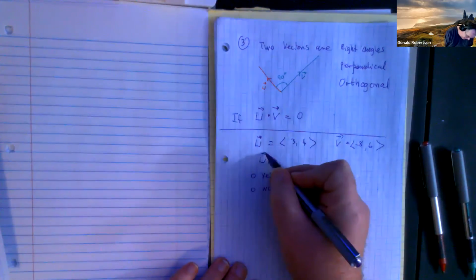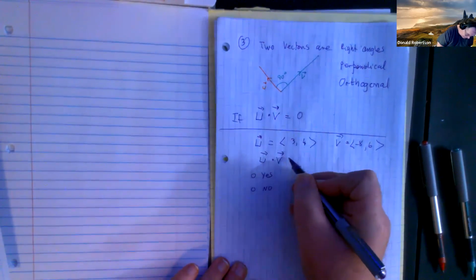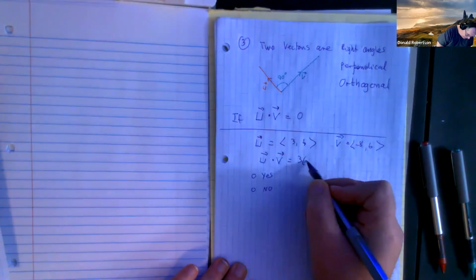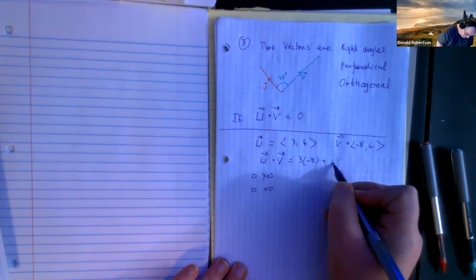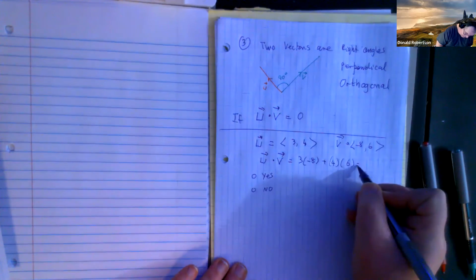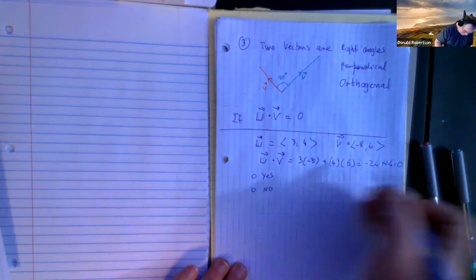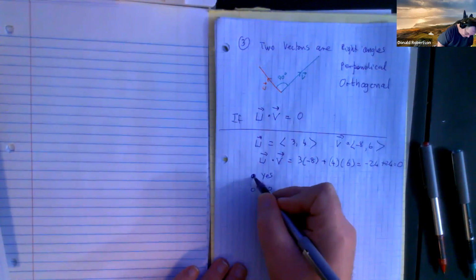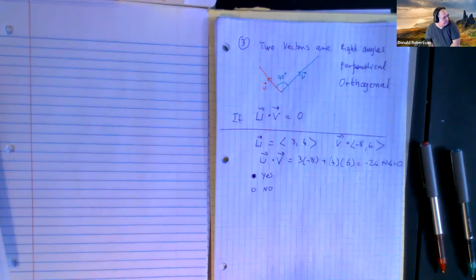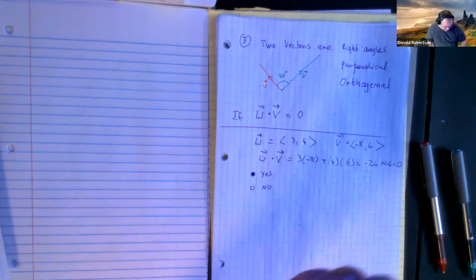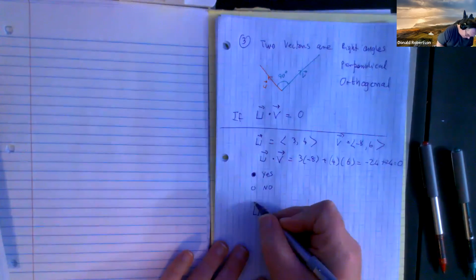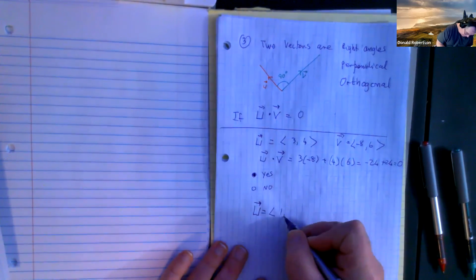So it's not a big calculation anyway. The dot product here is 3 times negative 8 plus 4 times 6, which is 0. So you would say yes. Dead easy, right? Are two vectors perpendicular? If their dot product is 0, you're going to say yes. And for completeness sake, I'm only going to do one of these guys.